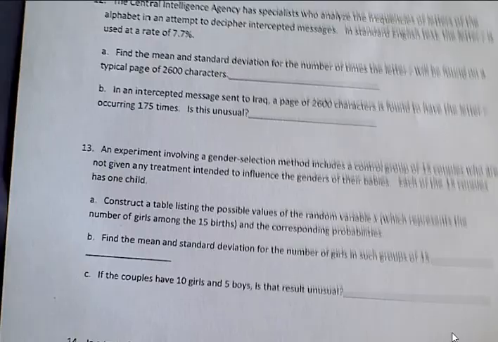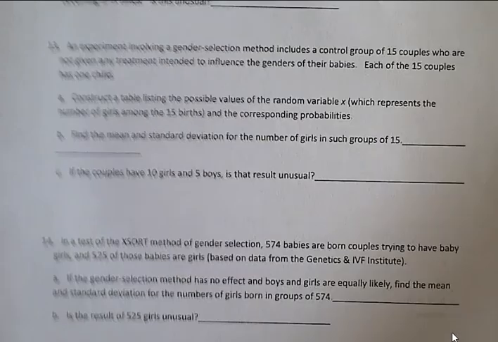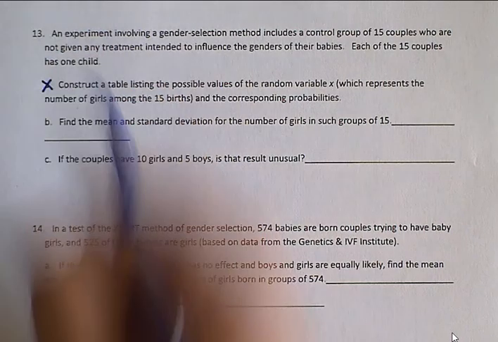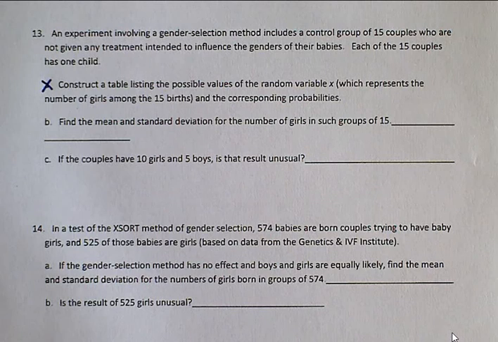One more, and you'll see, like I said, it just repeats itself over and over again. Let's go to the very last page. Number 13, it says an experiment involving gender selection method involves a control group of 15 couples who are not given any treatment intended to influence the genders of their babies. Each of the 15 couples has one child. First of all, you can cross out part A. We're not going to worry about the table here. So based on that, I want to find the mean and standard deviation for the group. So N is going to be 15.